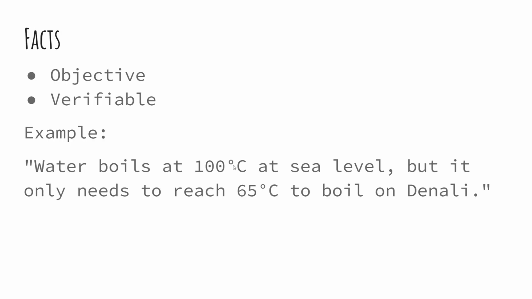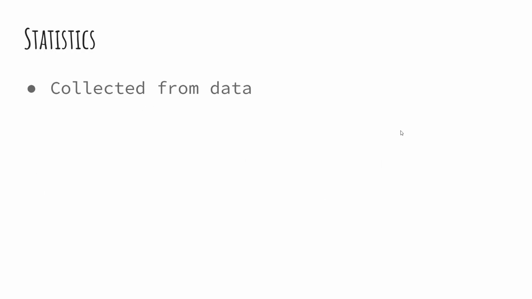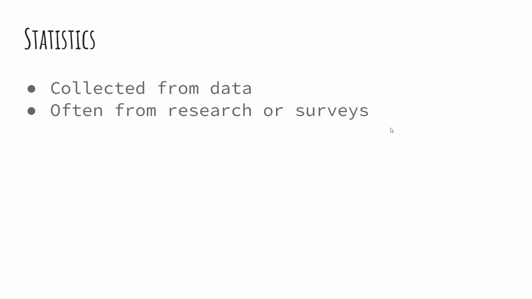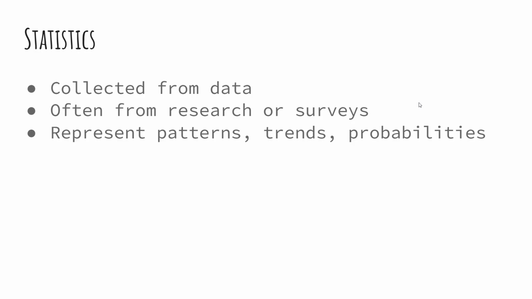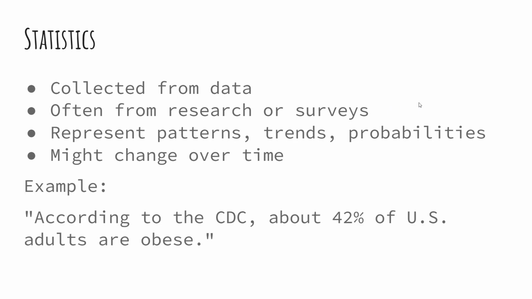Statistics. Now, numbers, some people think that anything that's a number is a statistic. Numbers can be facts, and they are facts if they're not going to change, all right? But statistics are collected from data. Usually there's going to be a research or survey or something like that mentioned. They represent patterns, trends, and probabilities, and they could change over time. So if you're looking at a number and you can't tell, is this a fact or a statistic? This is how you tell. Statistics could change over time. Facts do not. So an example, according to the CDC, about 42% of U.S. adults are obese. So this number could change over time.